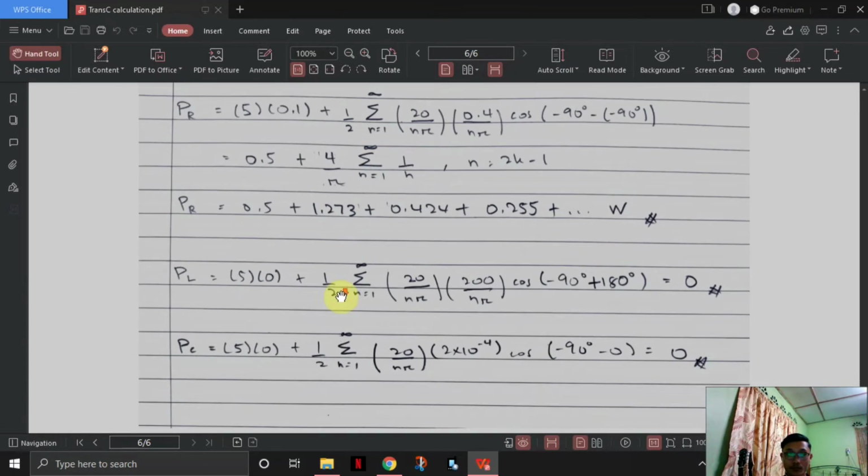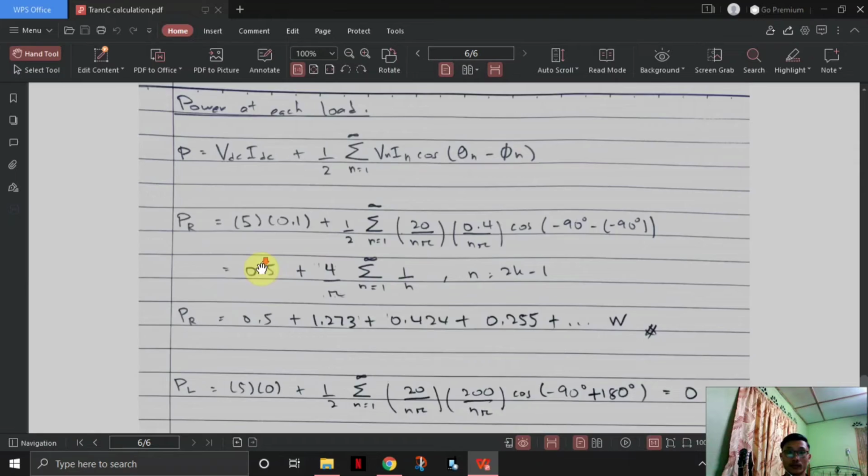With time. So next one is the power for the inductor. The V is 5.